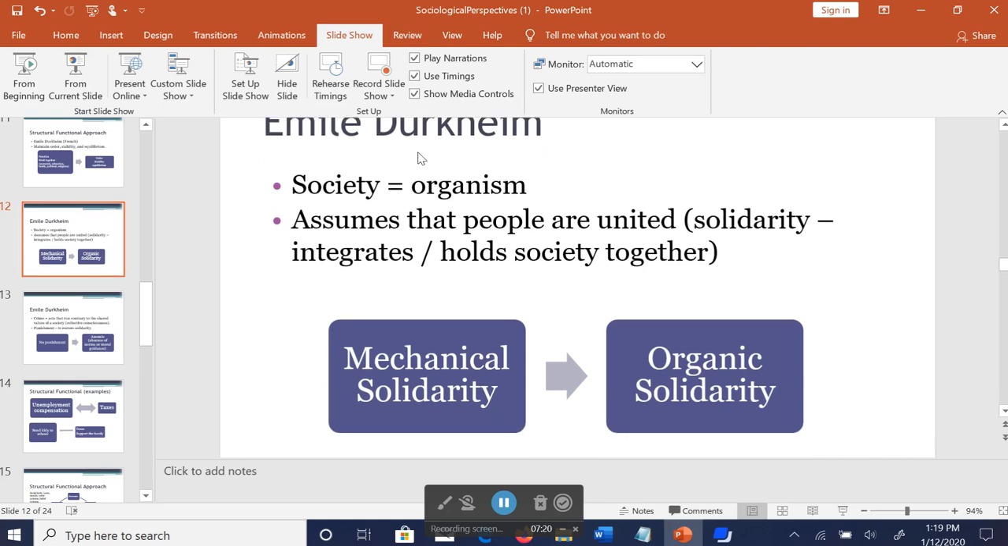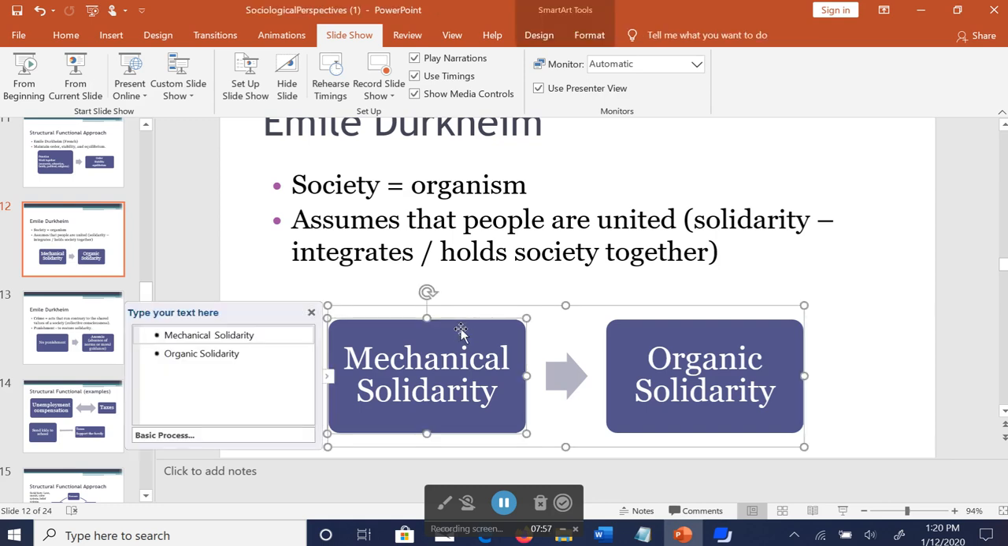And Durkheim assumes that people are always united, all society is always integrated. And he invented a new word called solidarity, which means integration. According to Emile Durkheim, solidarity is what holds our society together. And solidarity is not an outdated concept according to Durkheim. In traditional agricultural society, we have mechanical solidarity.